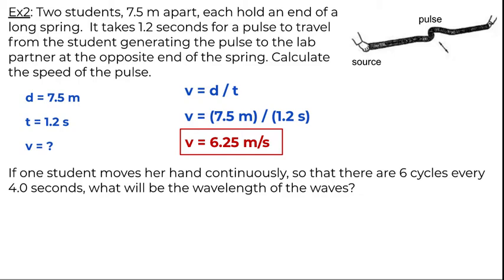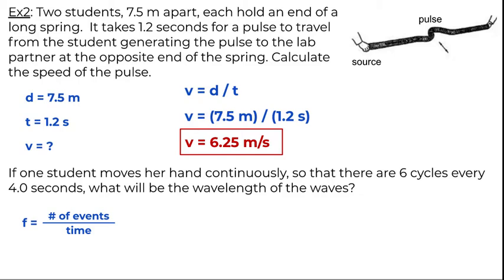Frequency is just how often something occurs. So we have that info here, 6 cycles every 4 seconds. It's just not written the way it normally is. Frequency is going to be the number of events that happens per time. So for instance, if you eat 3 meals throughout a day, you could say that your frequency of eating is 3 meals per day.